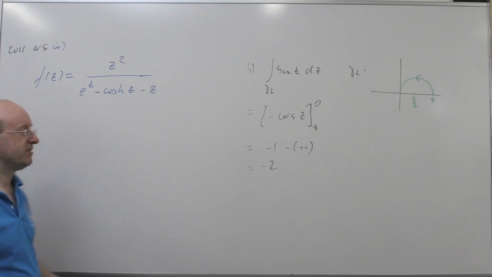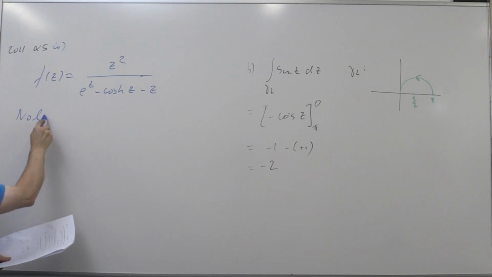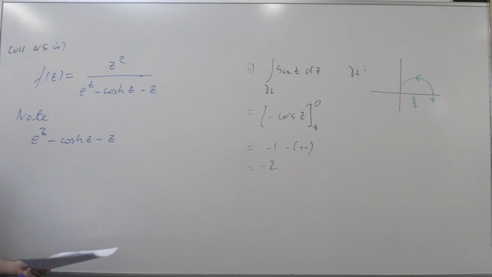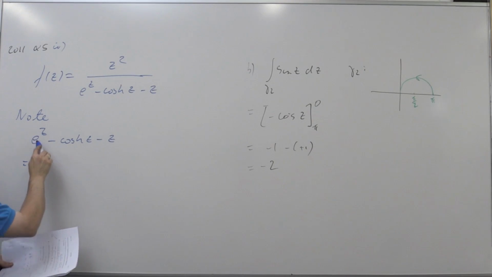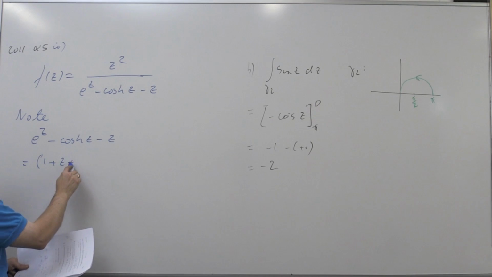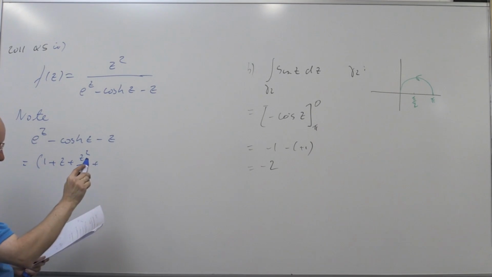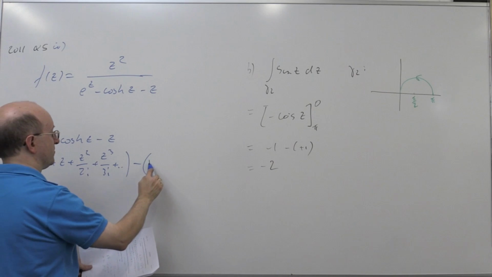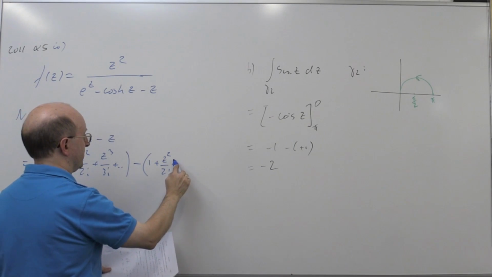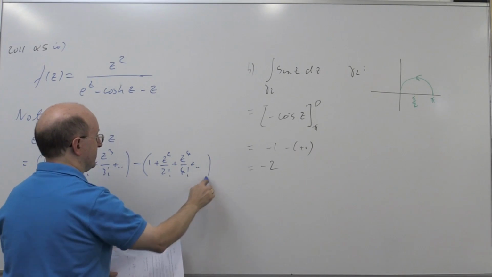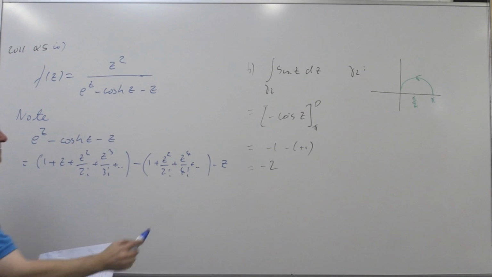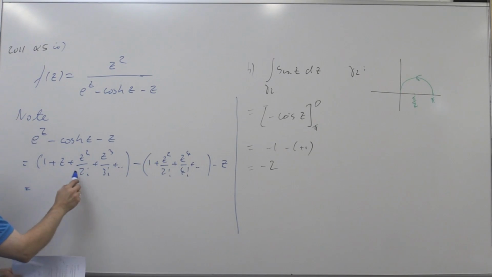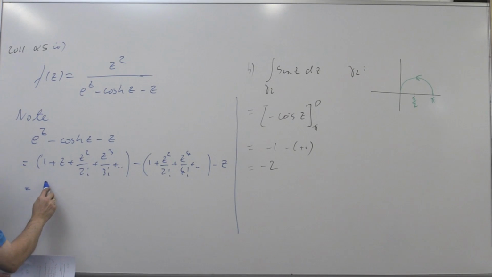I'll not do that; I'll just do it without trying to be too clever here. Note e to the z minus cos z minus z, because we only need the first 2 or 3 terms in each series, is, well, e to the z is 1 plus z plus z squared on 2 factorial, and we'll need that one as well, minus the series for cos, which is 1 plus z squared on 2 factorial plus z to the 4th on 4 factorial, etc., minus the z. We can see that the 1's cancel off, the z's cancel off, and the z squared on 2 factorials cancel off. The first term that doesn't is that one there.